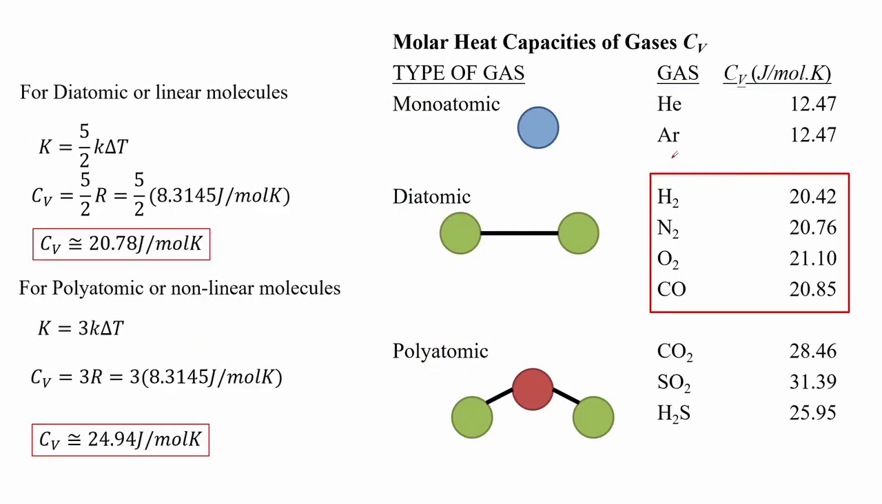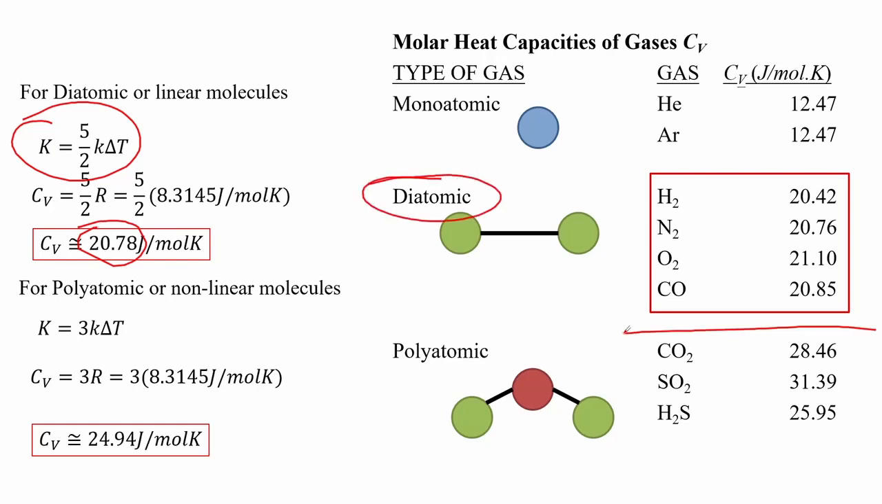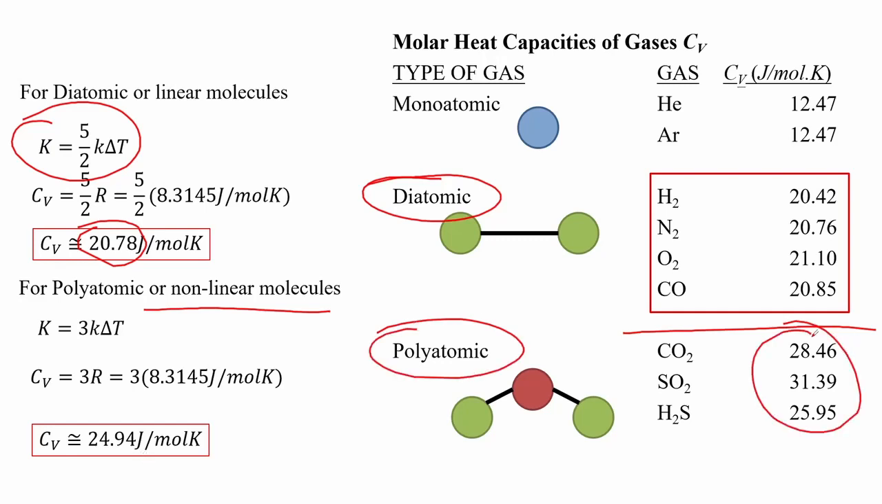For diatomic or linear molecules, we use the equation here and its molar heat capacity is about 21 joule per mole Kelvin. This is comparable to the diatomic type of gases. However, the polyatomic or non-linear molecule does not appear to fit well. The value obtained is for the ideal gas type of polyatomic molecule. Polyatomic molecules have a higher than predicted value of molar heat capacity due to the complexity of their degrees of freedom, which increases its value.